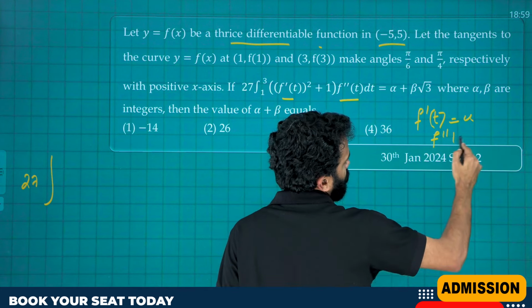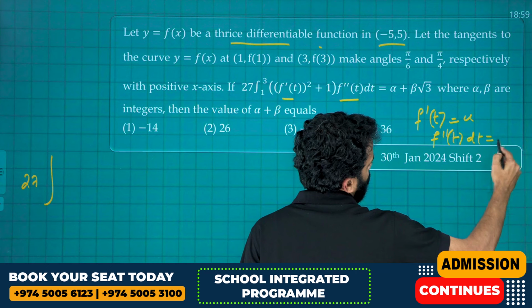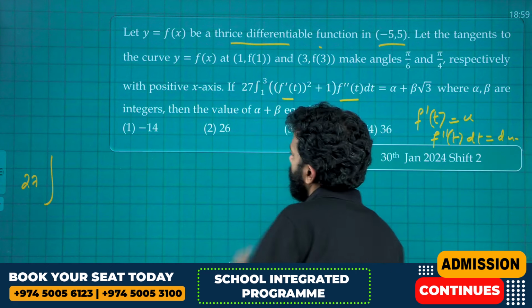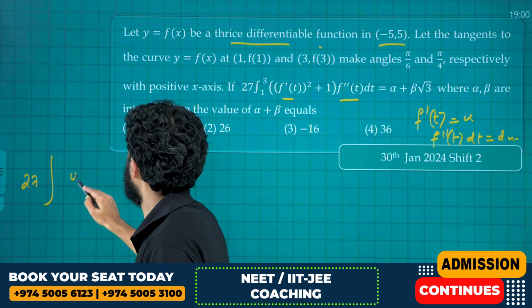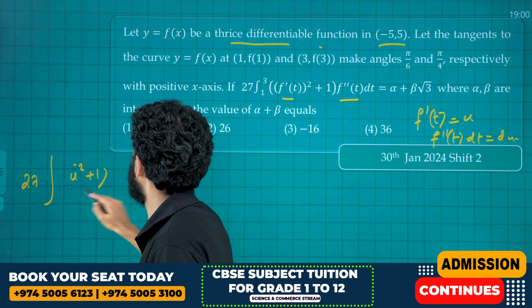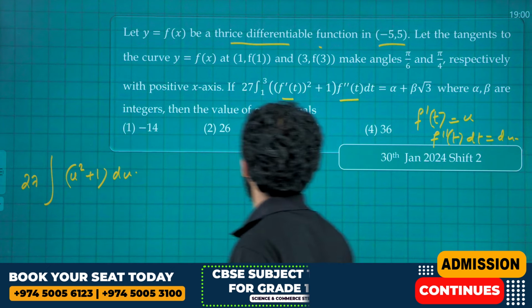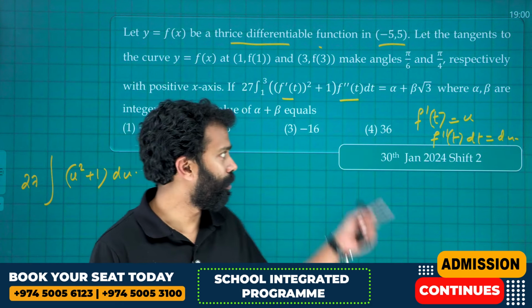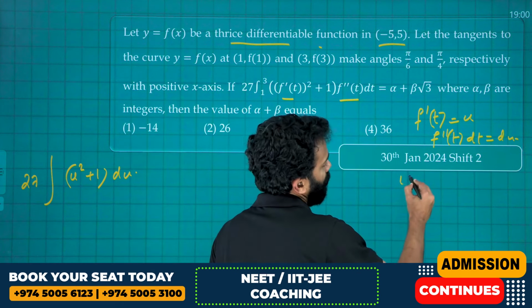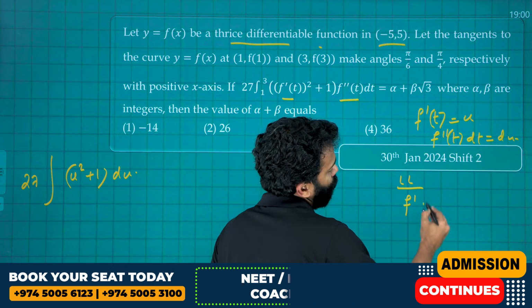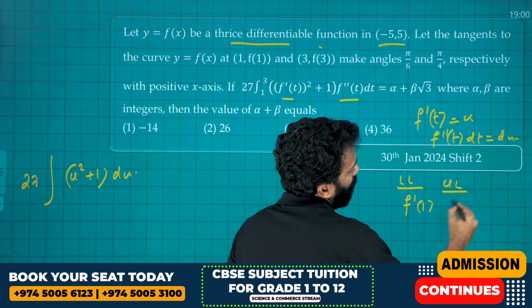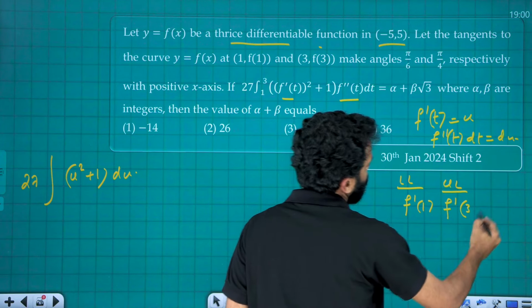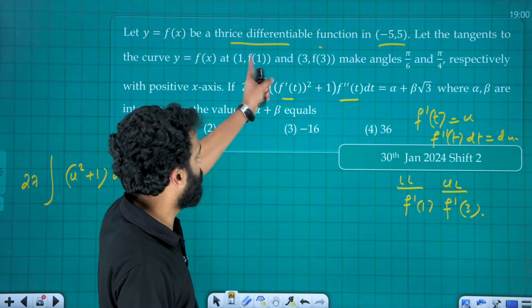Therefore f double dash of t into dt will be what? du. Okay, let's substitute it over here. You will get u square plus 1 into du. What about the upper limit and lower limit? The lower limit will be f dash of 1, right? Lower limit will be f dash of 1 and upper limit will be f dash of 3, right? For that they have given this data.